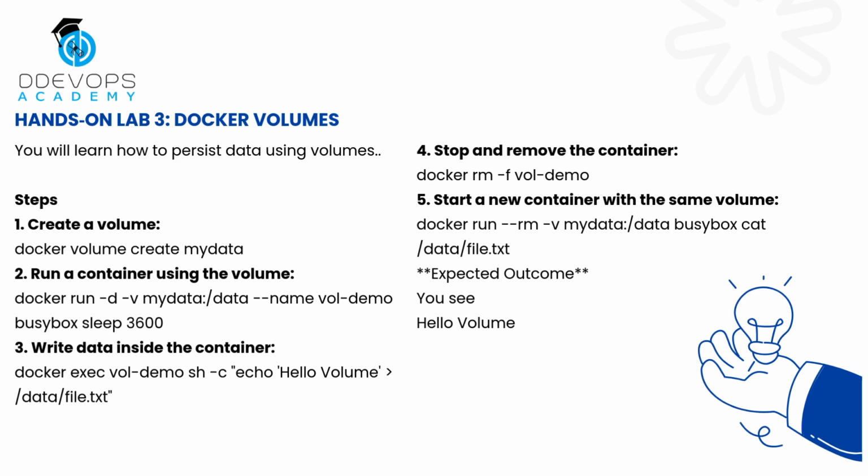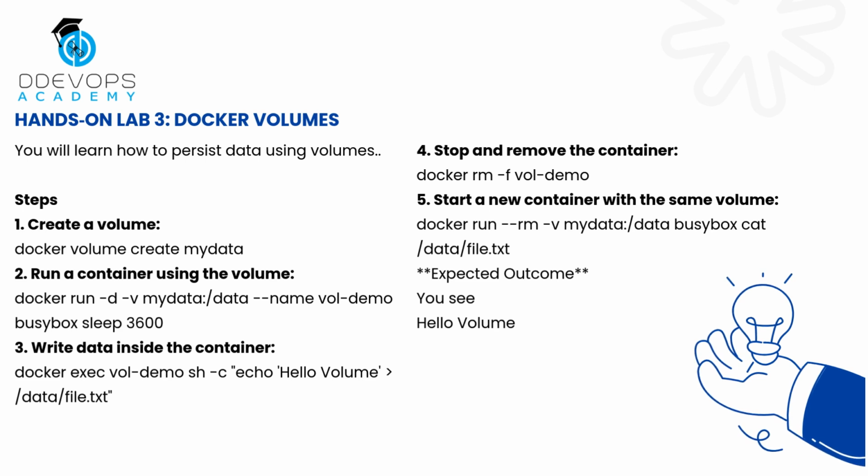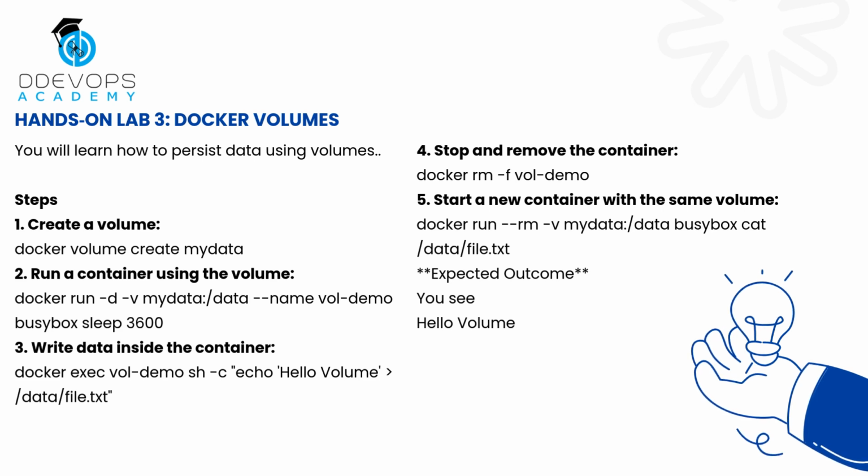In this lab, we'll learn how to persist data using Docker volumes. First, create a volume with docker volume create mydata. Then run a container using that volume: docker run -d -v mydata:/data --name vol-demo busybox sleep 3600. Write data inside the container, stop and remove it, and finally start a new container with the same volume. If done right, you'll see hello volume printed, proof that your data survived across containers.